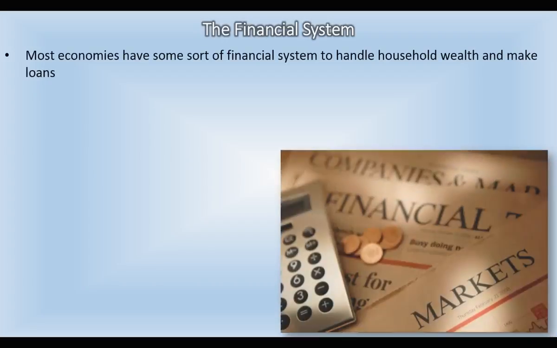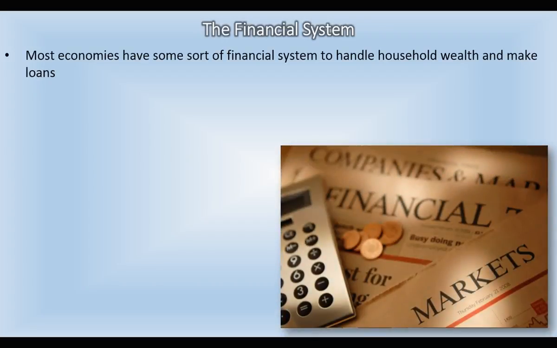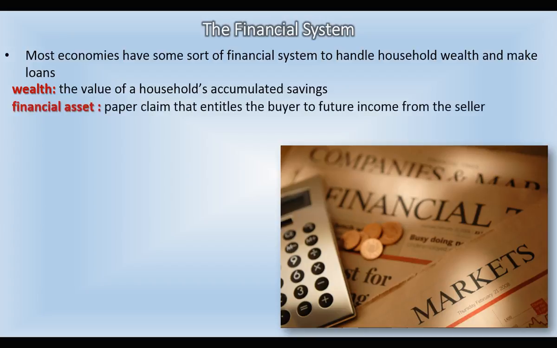and learn a little bit about the various assets that exist and some of the financial institutions that help to channel savings into investment. So most economies have some sort of financial system to handle household wealth and make loans. Wealth in economics is defined as the value of a household's accumulated savings. A financial asset is a paper claim that entitles the buyer to future income from the seller.